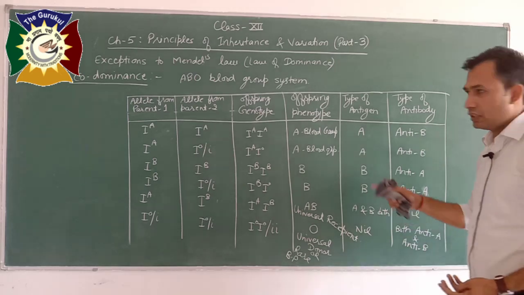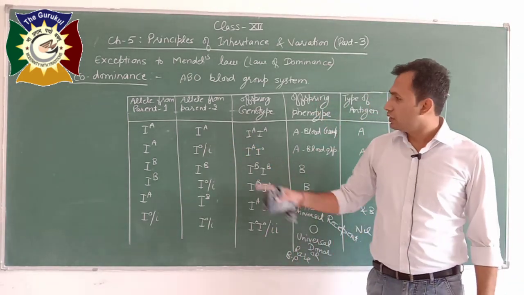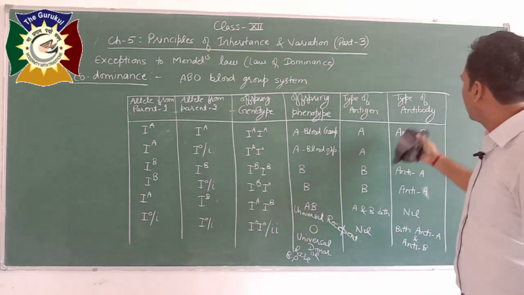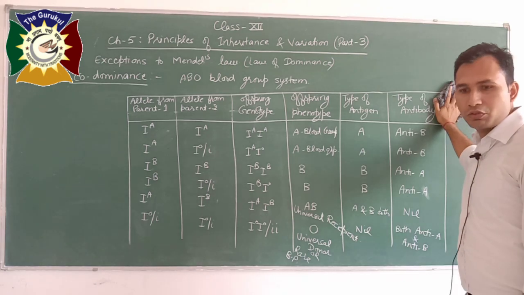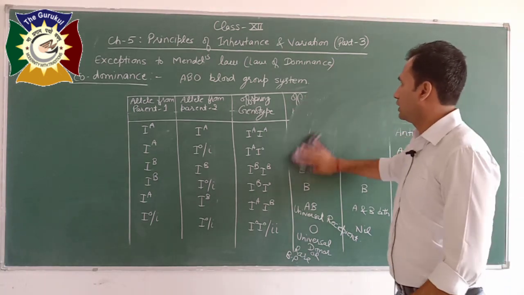So the questions that can be asked on the basis of codominance are generally 2 to 3 marks, and we are going to discuss these questions later. First of all, we are just focusing on the theory part.